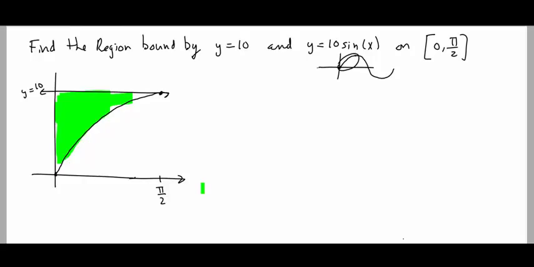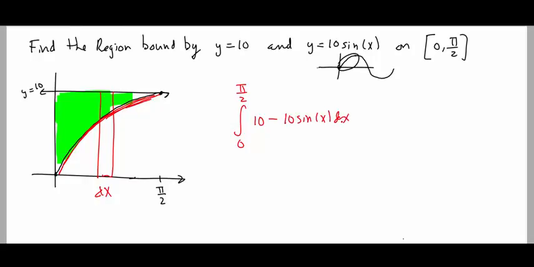So I'm definitely going to go with my vertical rectangles in dx. So when I set this up, this would be the integral from 0 to pi over 2. My upper curve would be 10, and then of course this lower curve right here would be 10 sine of x dx. So I think that's the easiest way to set this one up. Now if you want to go ahead and integrate it, this equals 5 pi minus 10. And it's a good little problem to integrate, just because remembering your antiderivatives is going to be important.